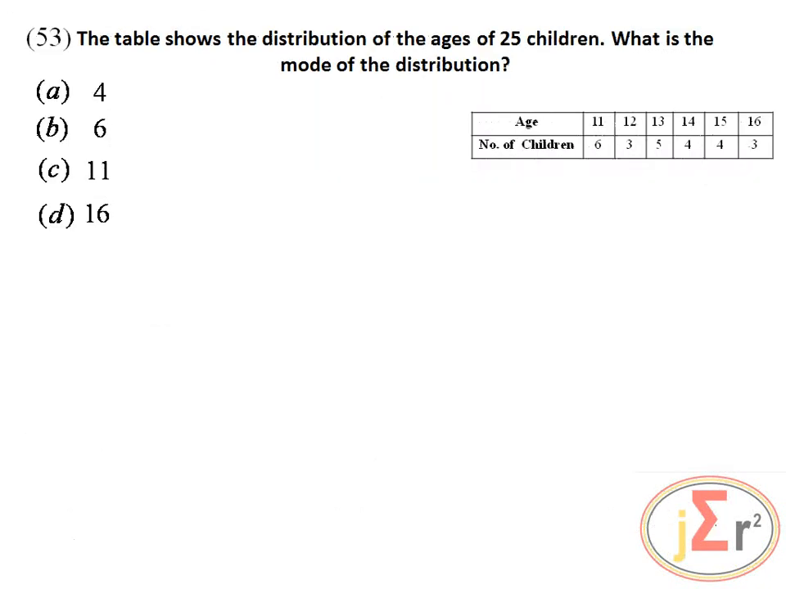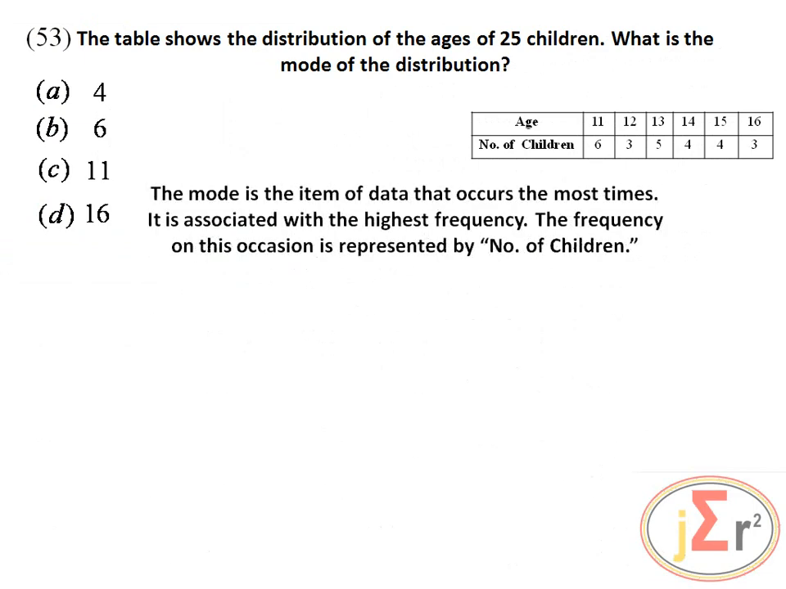The table shows the distribution of ages of 25 children. What is the mode of the distribution? So what is the mode? What do we mean by mode? The mode is the item of data that occurs the most times. It is associated with the highest frequency. The frequency on this occasion is represented by number of children. So we are going to take a look at the number of children, which is the frequency, and determine the highest value that we have right there.